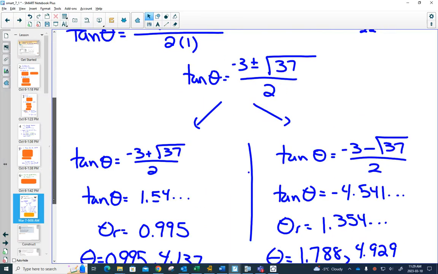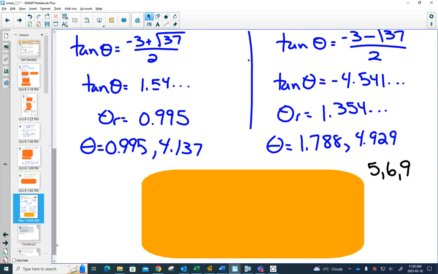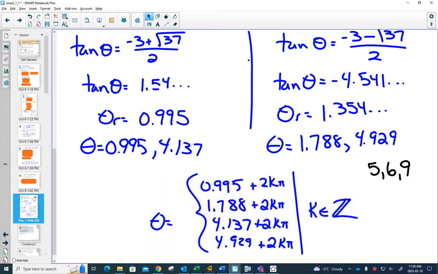So we've solved for 0 to 2 pi. We now need to write all the coterminal ones for each of these. So I'm going to take all 4 of those answers and list them. I listed them numerically from smallest to biggest. Doesn't matter the order. And then add 2k pi to each of them. And this will be your general solution.